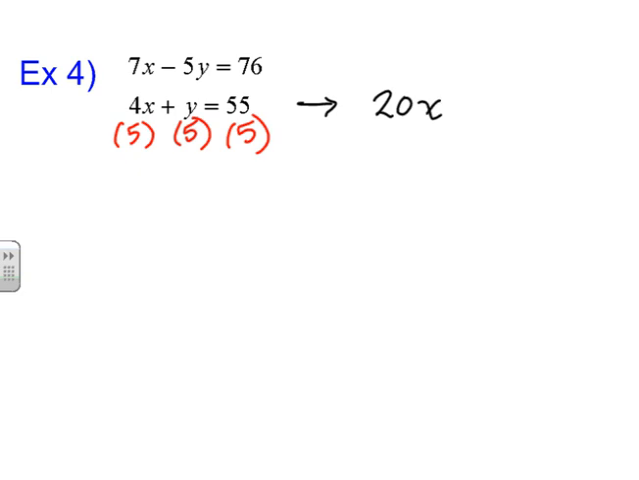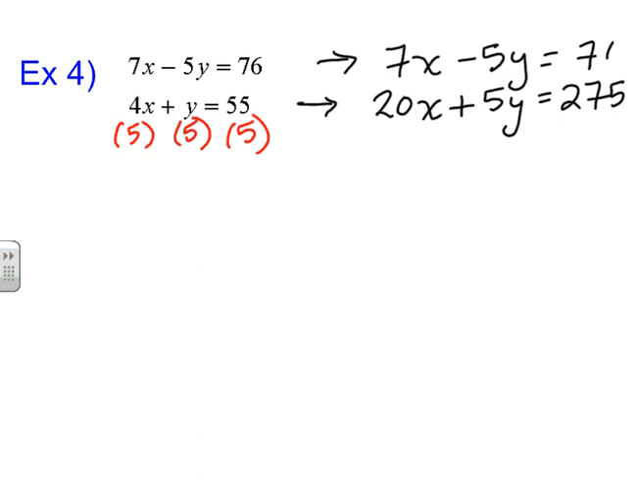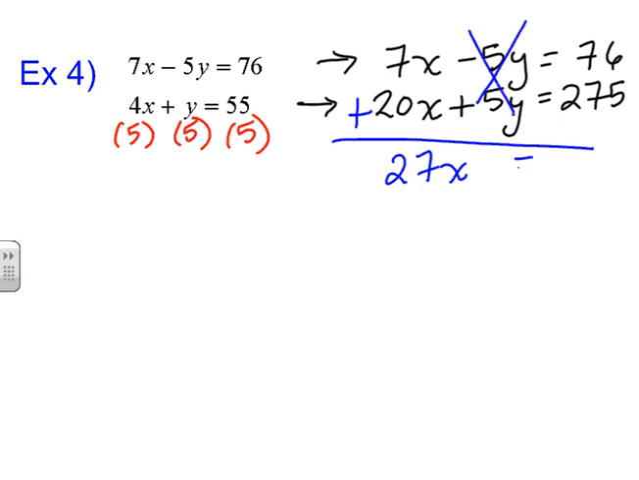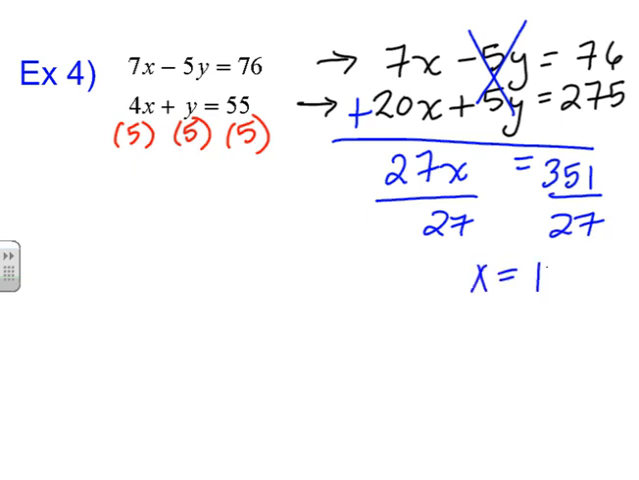So I'm going to do that change. That would give us 20x plus 5y equals 275, I believe. And then this one is 7x minus 5y equals 76. So now when I add them together, 20 plus 7 is 27x. The 5y's will go away because they're opposite. And when I add this together, I get 351. Now I'm going to divide both sides by 27, and I find that x equals 13.